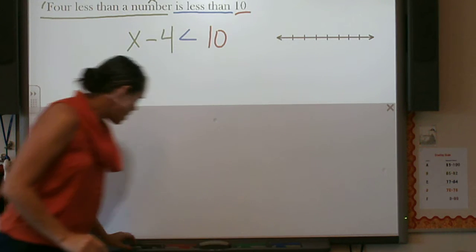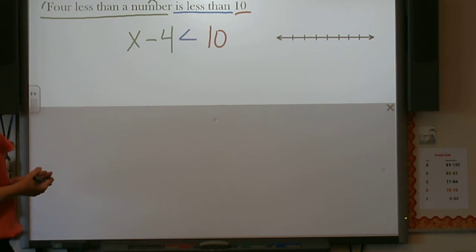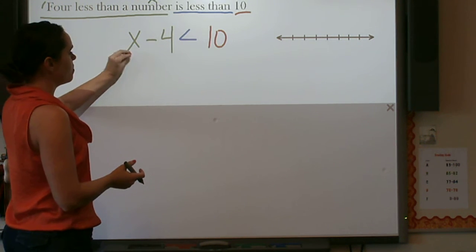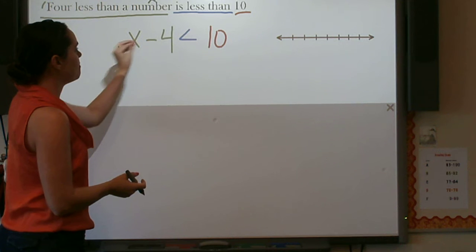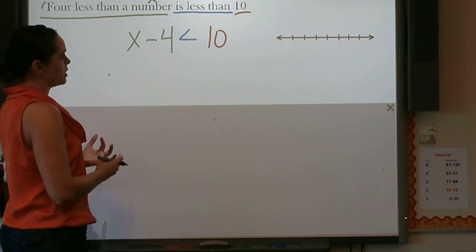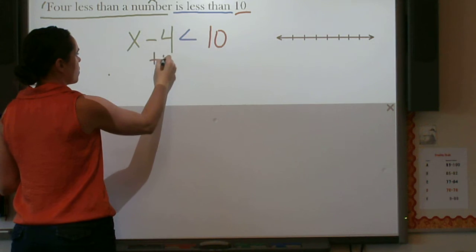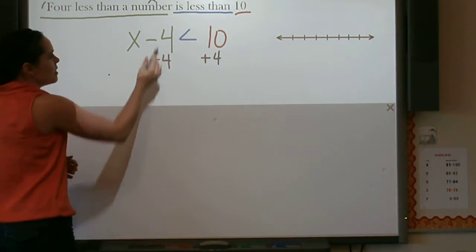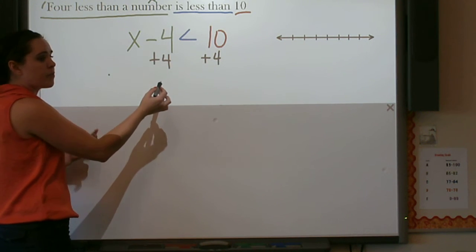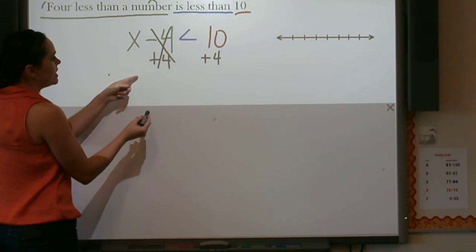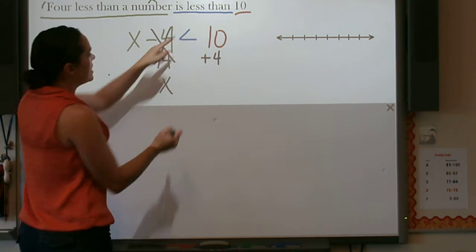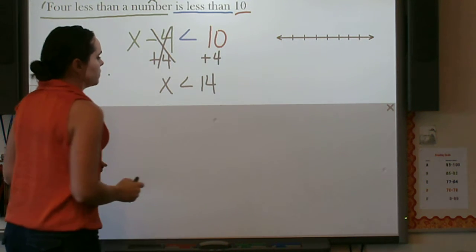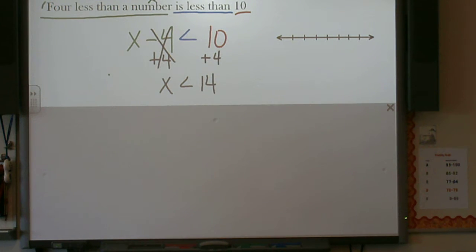Now I have a one-step inequality to solve. Right now I have x minus 4. I want to isolate my variable. Since my variable is currently with a minus 4, I use the inverse operation of minus 4, which is plus 4. And then what I do to one side, I have to do to the other. Okay? Minus 4 plus 4, inverse operations, they cancel each other out, leaving me with x less than, and I do the math, 10 plus 4 is 14. Okay? So now I'm ready to graph this.